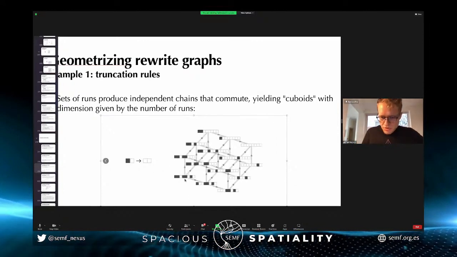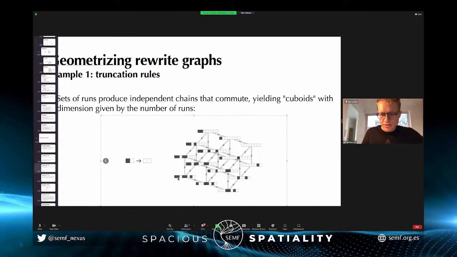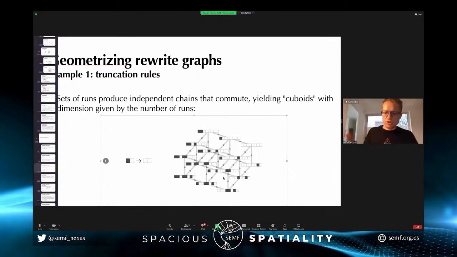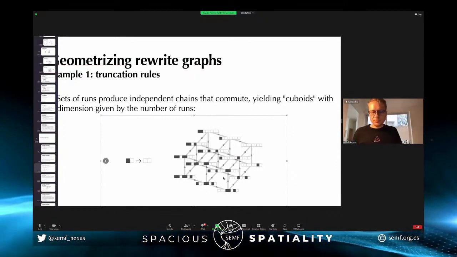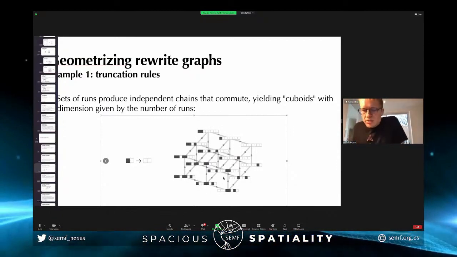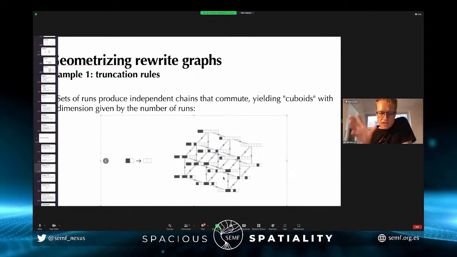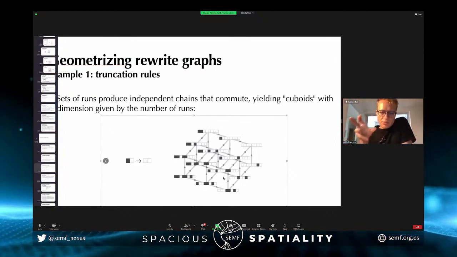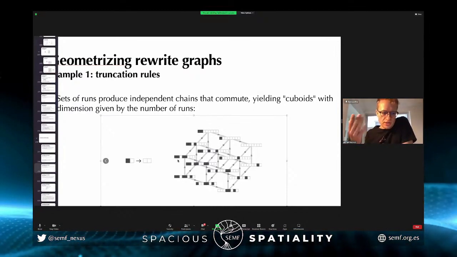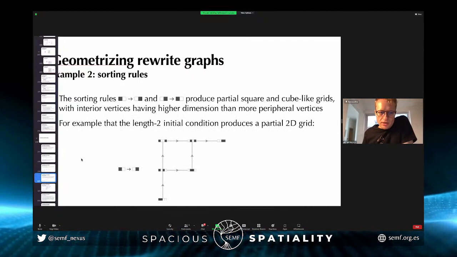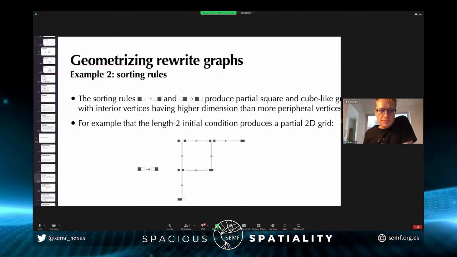Similarly, if we have three runs of black cells, then we get a sort of cuboid quiver, which is a finite version of the full infinite cubic quiver. So obviously these are the Cayley quivers of Z, Z2, and Z3, except truncated. They only apply in some small patch. And after that, they kind of run out of steam. So that's a really simple example.